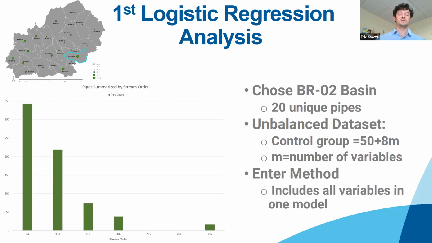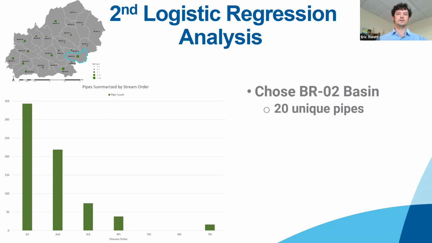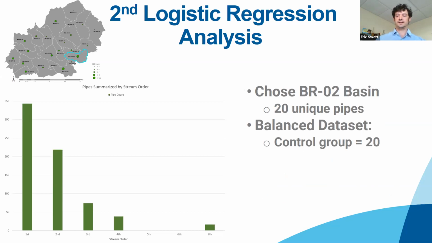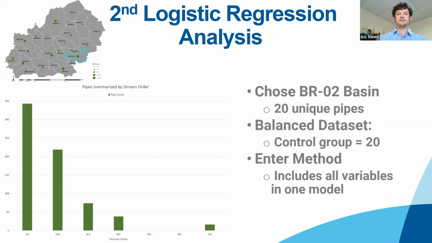The method I used was called the Enter method. It essentially throws all the variables in at once into one model, the kitchen sink approach, if you will, and it'll gauge which factors or variables are significant when it creates the model. The second analysis I did was in the same exact area, except this time I chose a balanced data set. Again, the total data size was still pretty small at just 40 records, but I tried to see if it would help compare apples to apples a little bit better. Again, it was the same method, which includes all the variables in one model.